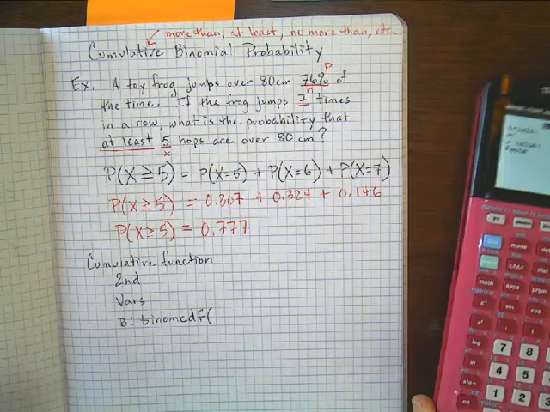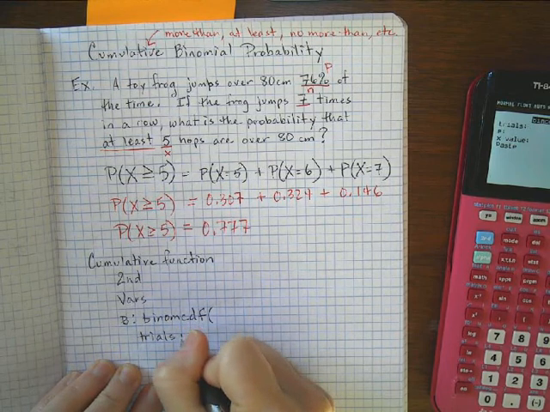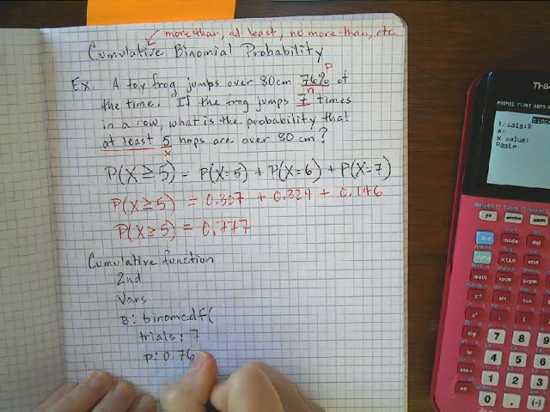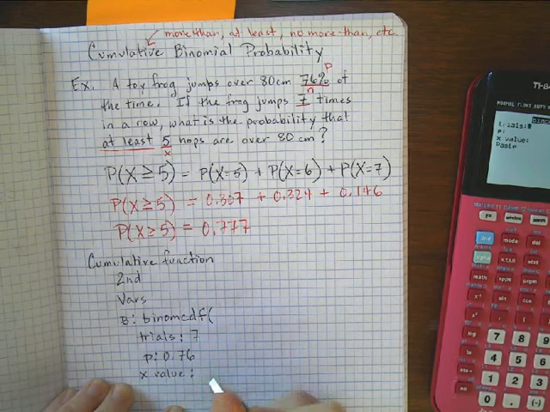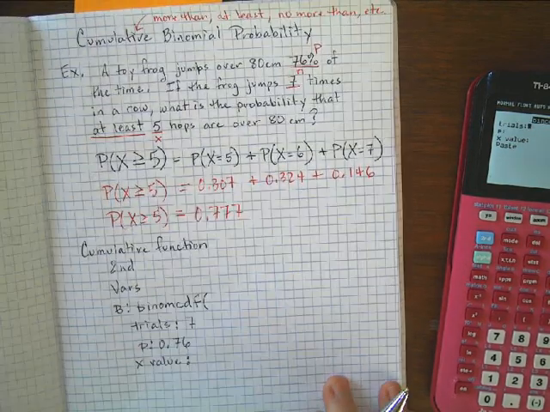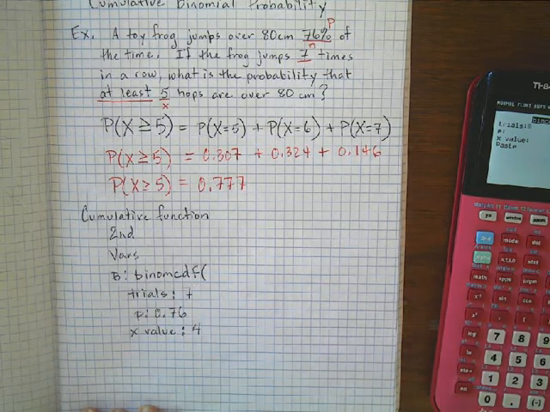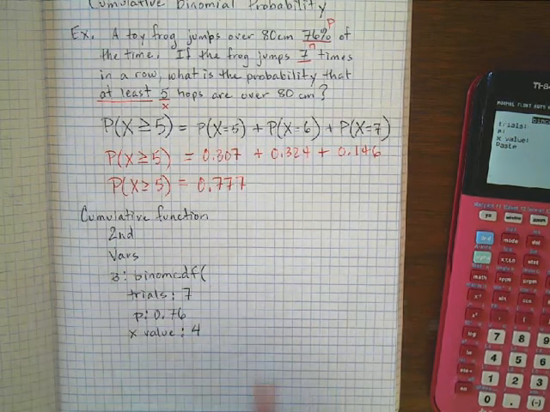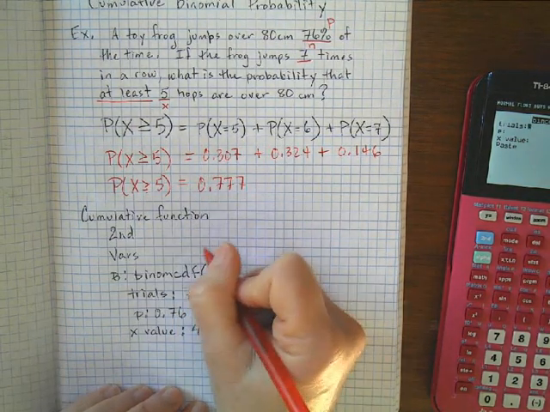Okay, so for this particular one, our trials is going to be 7. Our probability is still 0.76. But now for our X value, this is the weird part, where you have to put in 4. We're going to put in the number below 5, because all the calculator can do when you do this cumulative thing is find a less than function. It can't do a greater than function. It can only do a less than function. So this guy here is a little bit limited.